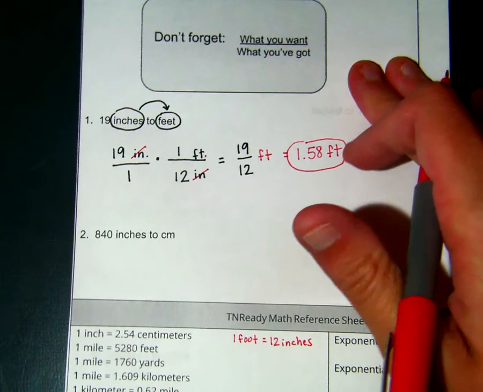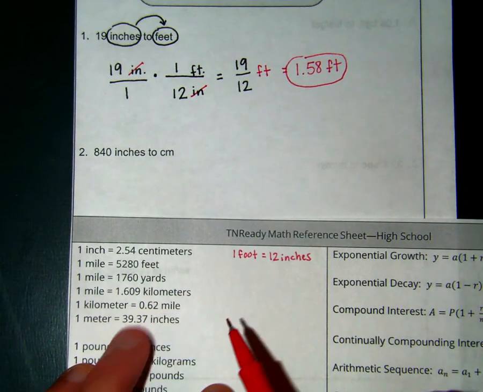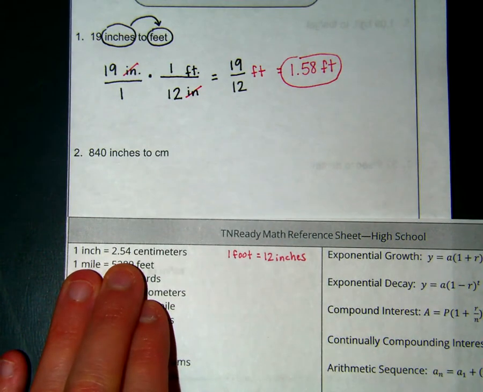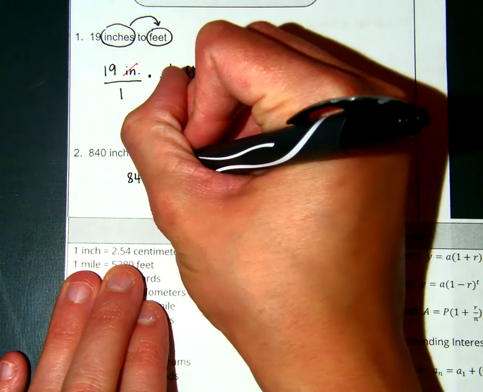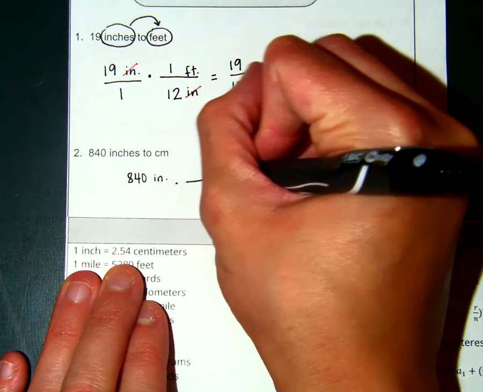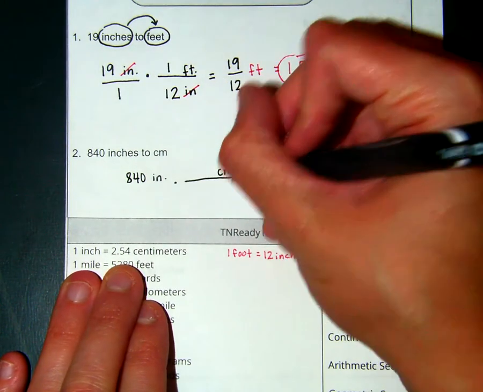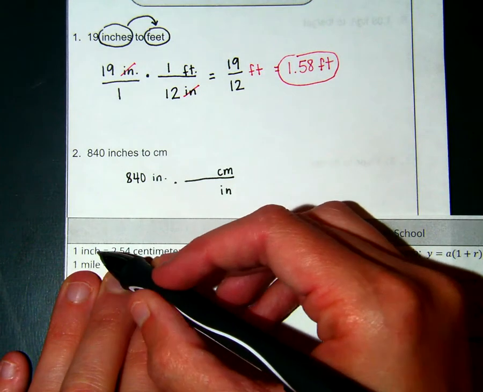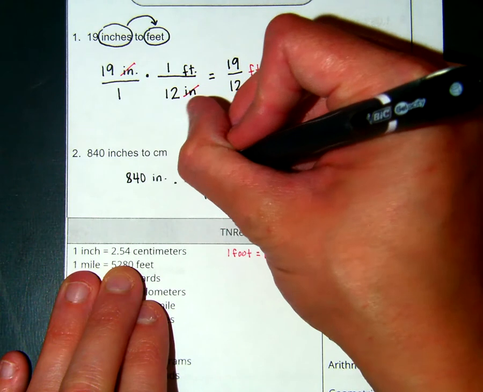That's one you should already know, but we're going to add it to the reference sheet just in case. Right now, I've got 840 inches to centimeters. We got to look. Can we go from inches to centimeters? Yep, right here. 1 inch equals 2.54 centimeters. So, we are going to write down 840 inches. That is what we've got. What we want is centimeters. What we have is inches. Now we're going to look here. Next to inch we have a 1. Next to centimeters we have a 2.54.